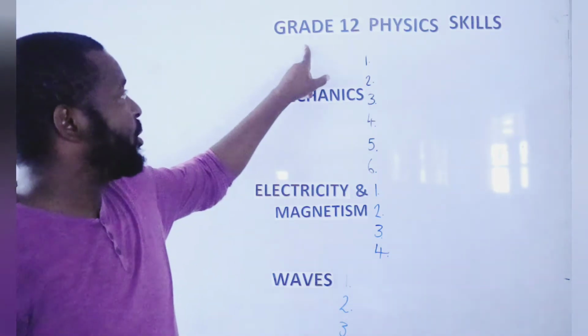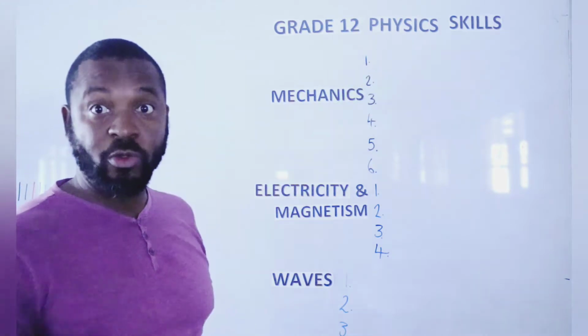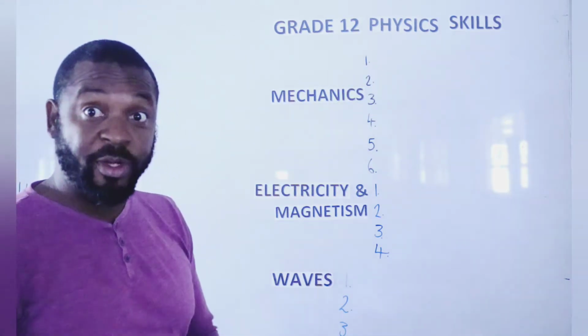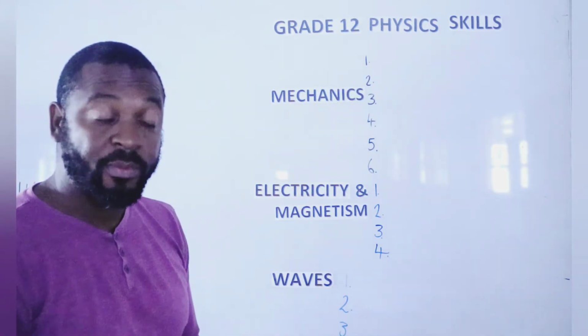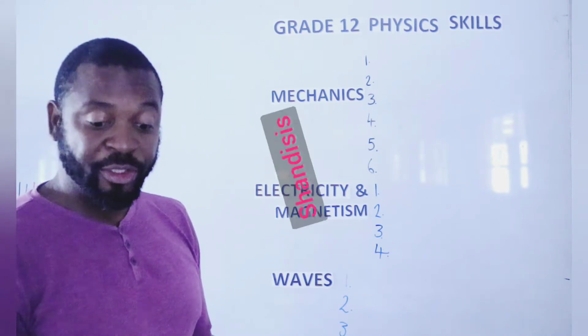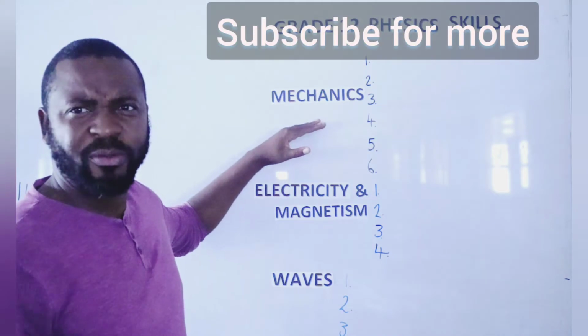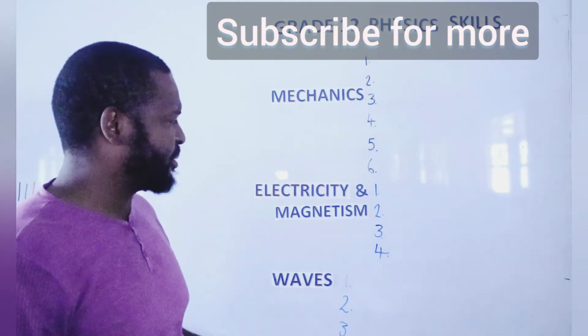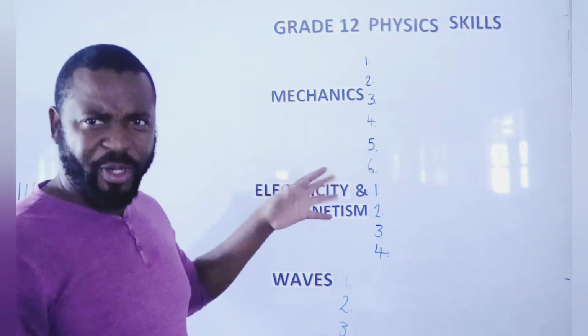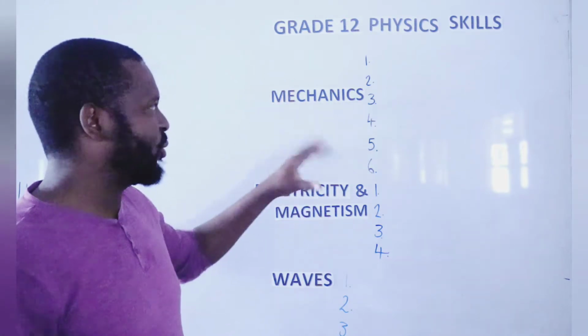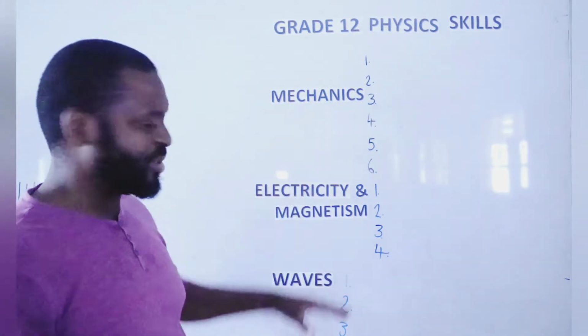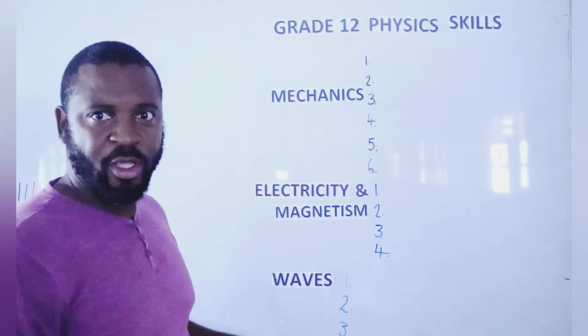In this video we're dealing with grade 12 physics skills, all the skills that you need to pass your grade 12 physics paper. The first thing we just need to do is to go through a simple breakdown of the topics. This is one way of breaking down the topics. I know there's another way of doing it, but this is the basic way that I think would be useful.